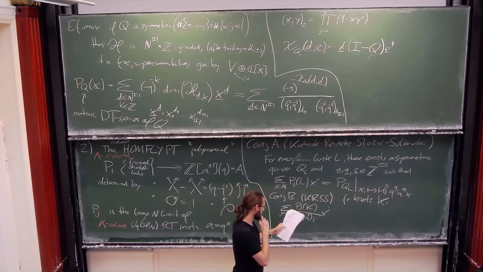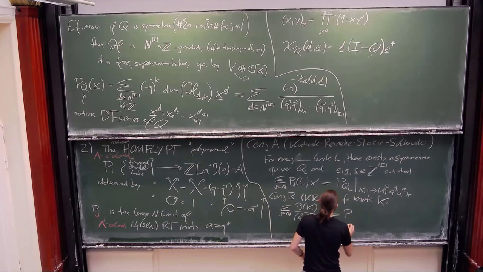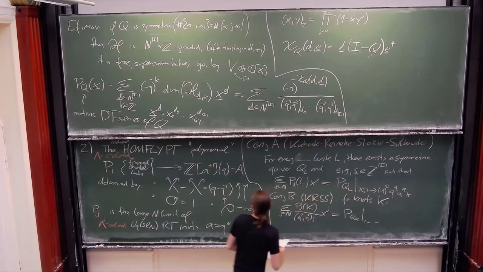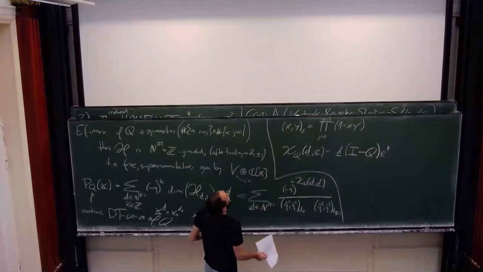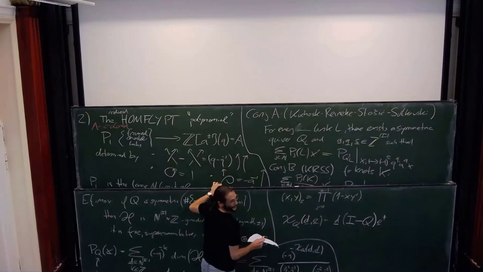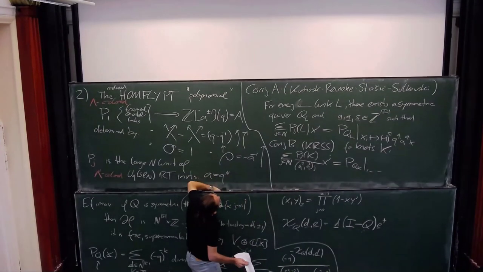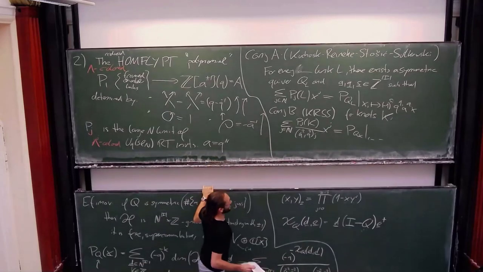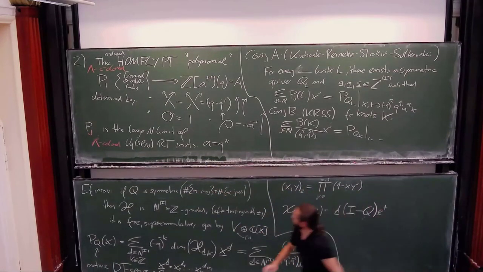For knots, the thing is, this is a specialization of this thing in the same way. But now the interesting stuff comes. And the interesting stuff is that the size of this quiver is somehow limited.